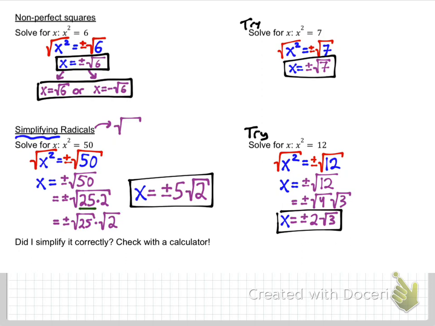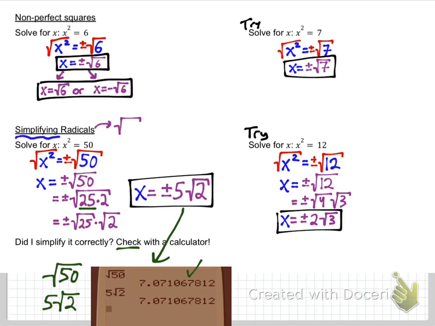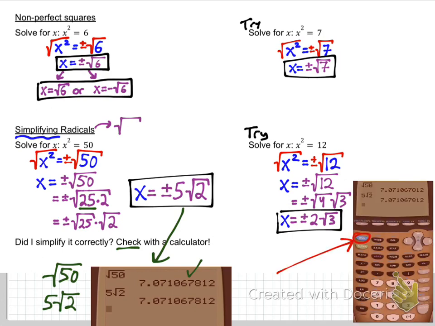One way to check and make sure you simplified something correctly is to check it with the calculator. For example, on the 5 root 2, if you type in root 50 and 5 root 2 in the calculator, if those are the same value, then you simplified it correctly. So there is what your calculator screen should look like when you type them both in. And notice the decimals are both the same. If you're wondering where the square root button is, it's second and then x squared, because the little blue above the x squared, there's a radical, a square root.